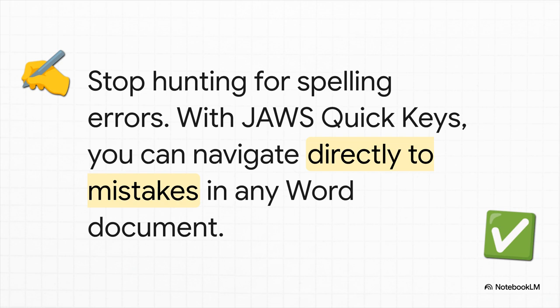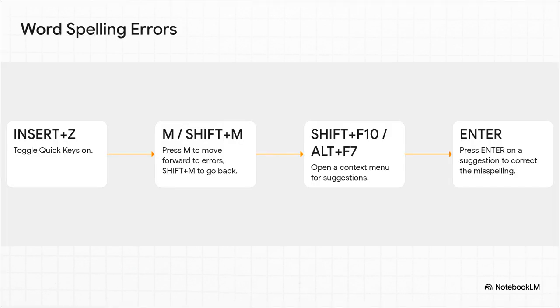Okay, let's switch gears from watching things to writing them. Proofreading. We've all done it, right? Endlessly arrowing through a massive Word document, hunting for those little spelling mistakes. There's a so much better way. With JAWS Quick Keys, you can just teleport from one error to the next. Yeah, think of it like a Seek Next button, but for spelling errors.